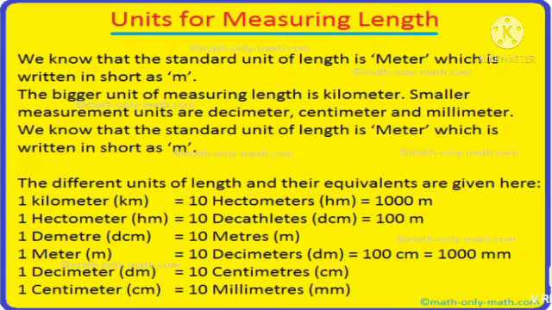We know that 1 kilometer is equal to 1000 meters. 1 meter is equal to 100 centimeters. And also it equals 1000 millimeters. 1 centimeter is equal to how many millimeters? 10 millimeters.